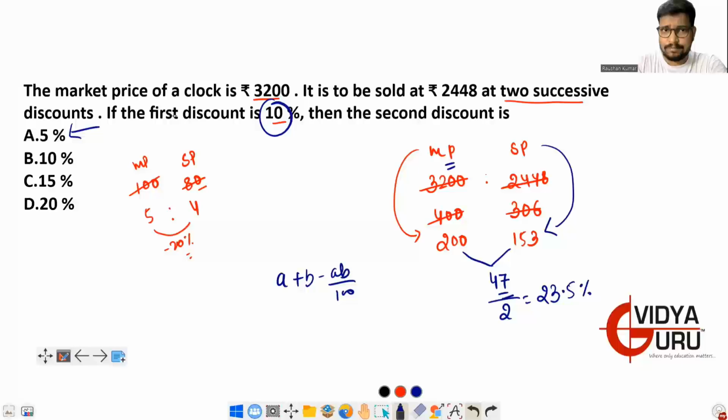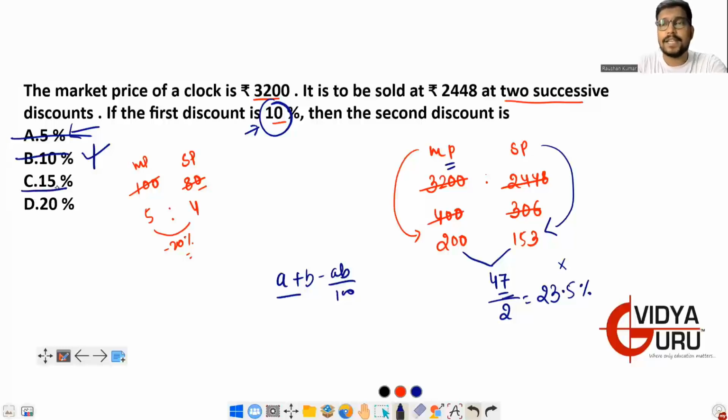Let it be, if I'm taking the first option, that is 5%. Now see, the first discount is 10%, and if we take 5%, it will become 15 minus the other part, so it won't be equal to 23.5. So our first option is wrong here, right? Now if we take 10%, even then we will get less than 20%. So this shouldn't be our answer as well.